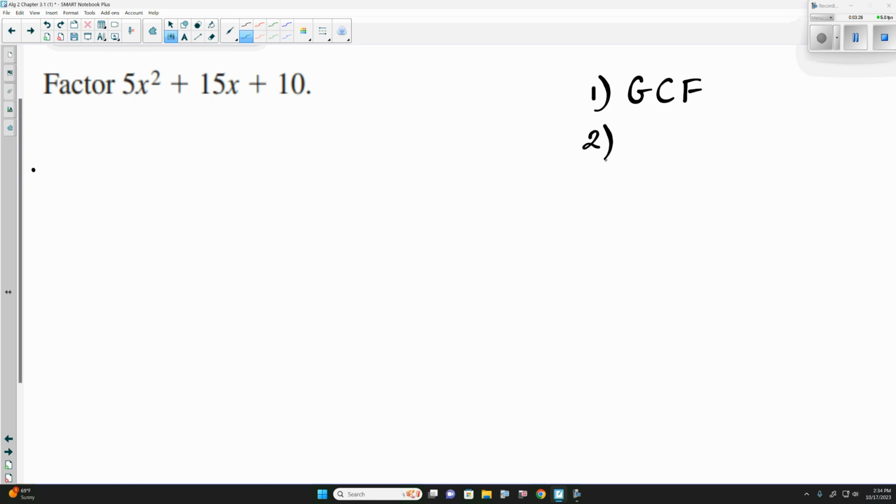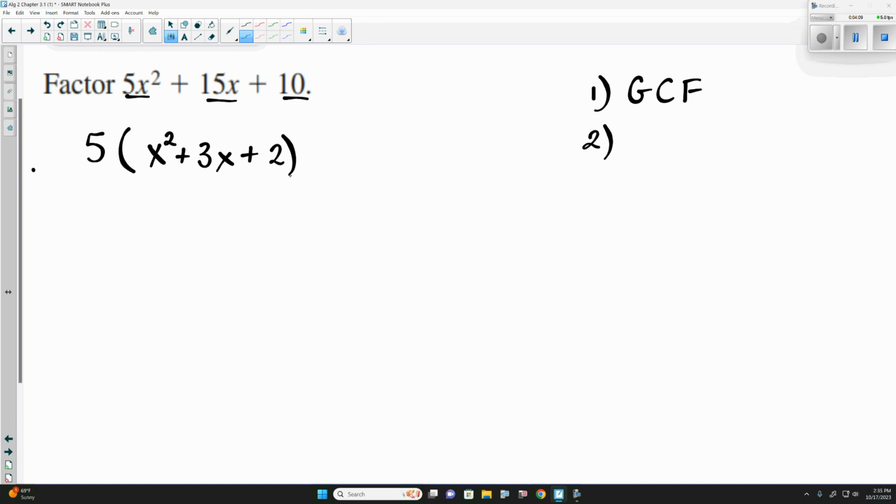So when we look at this one here, 5x squared plus 15x plus 10, is there a greatest common factor between 5x squared, 15x, and 10? 5. 5 will go into all three terms. So we can factor it out. And when we factor it out, we're more or less dividing each term by the greatest common factor. So 5x squared divided by 5 leaves us with x squared, plus 15 divided by 5 is 3, we still have the x, and 10 divided by 5 is 2.